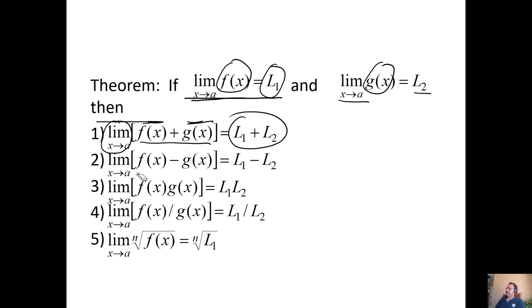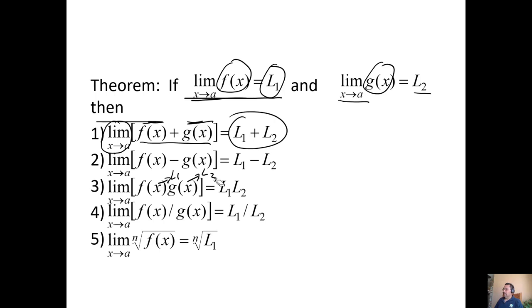Same thing for the difference. The limit as x approaches a of the difference function f of x minus g of x should be L1 minus L2. Same thing for the product. The limit as x goes to a of the product function f of x times g of x, if this one's tending to L1 and this one's tending to L2, and you're putting in numbers that get closer and closer to a, then the product function should tend to L1 times L2.